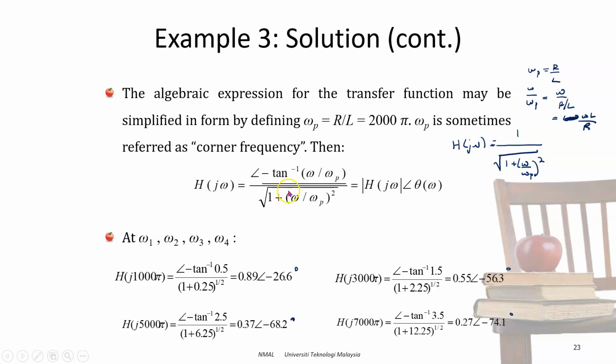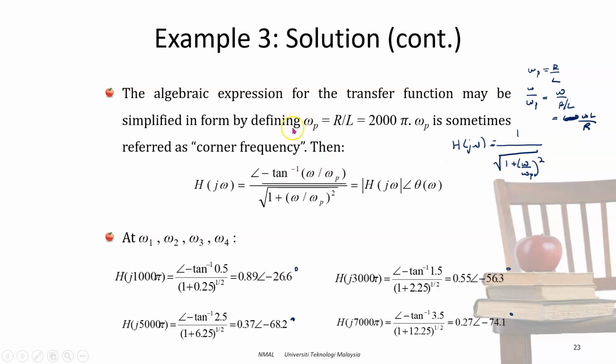In order to find the phase, you just have to find the arctangent of omega divided by omega p divided by 1, which is still the same as omega divided by omega p. So the equation here is actually the arctangent divided by the magnitude. This is how we can obtain both the magnitude and the phase of the transfer function. I hope you can understand this, how to obtain this equation.